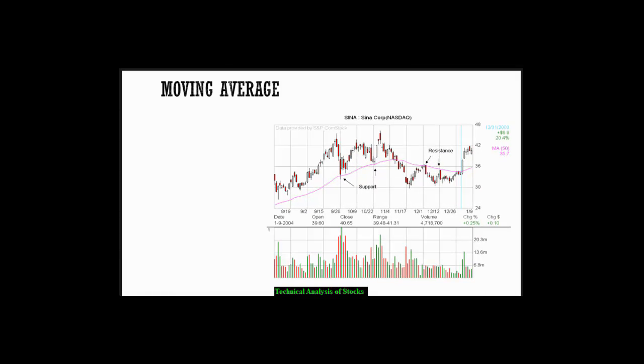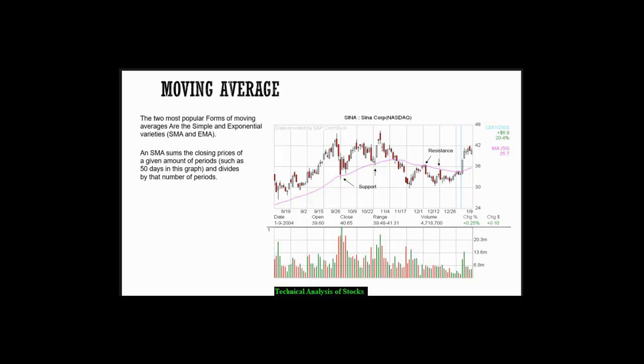Moving averages: two most popular forms are used. One is SMA, the simple moving average, and the other is the exponential moving average, EMA. SMA is the sum of closing prices over a given number of periods, such as 50 days in the graph, divided by the number of periods. EMA fits the curve, giving greater weight to the most recent data points. The most commonly used moving averages are SMA of 10 days, 50 days, 100 days, 200 days, and exponential moving average of 20 days.